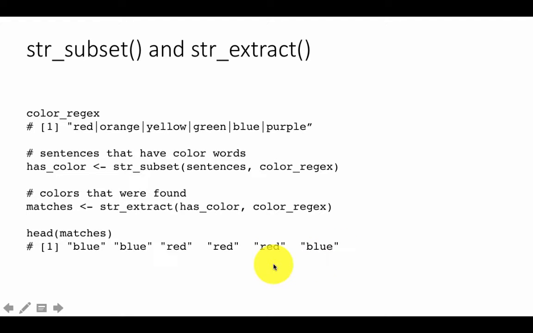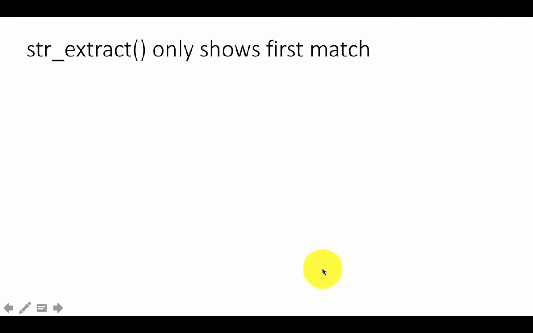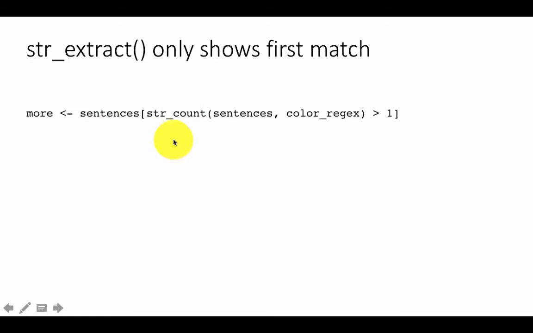Now, again, what we are doing is finding only the first match, not all the matches. That's the point I'm trying to emphasize here. str_extract shows only the first match. If you want all the matches, you can use str_extract_all.